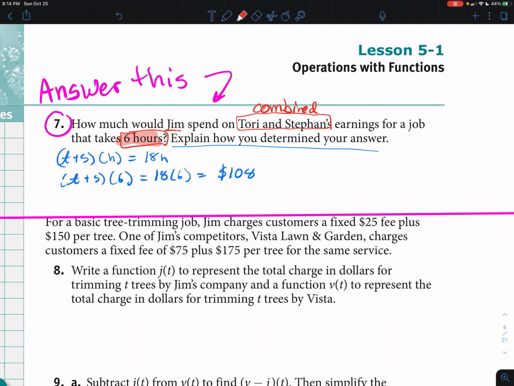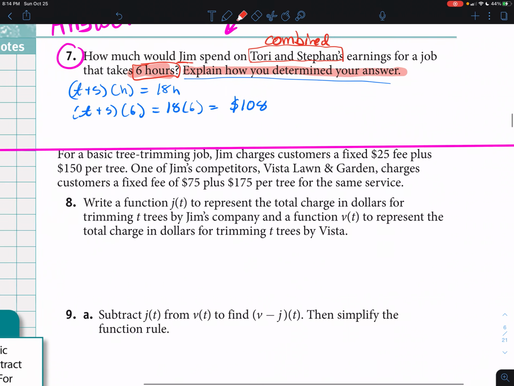And if you didn't explain... okay, you should have explained. I took 6 hours and plugged it into the T plus S of H function. Okay, so moving on to the next section.